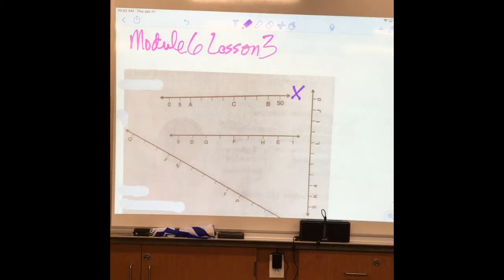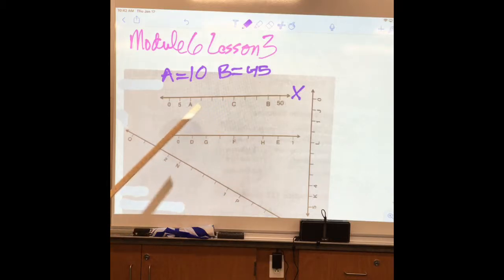So my question would be, what is A equal to? A is equal to 5, 10. We start at the origin, 5, 10. So that would equal 10. Right? What would B equal? That's right. B would equal 45. Good job. Does that make sense?